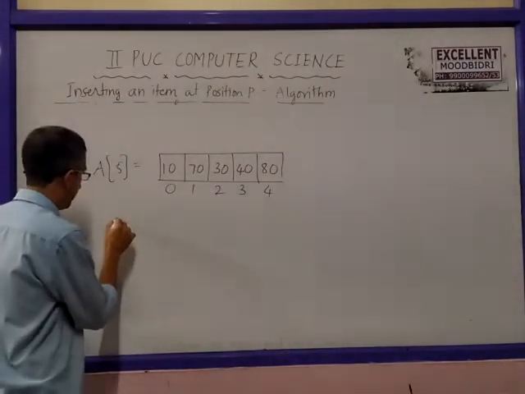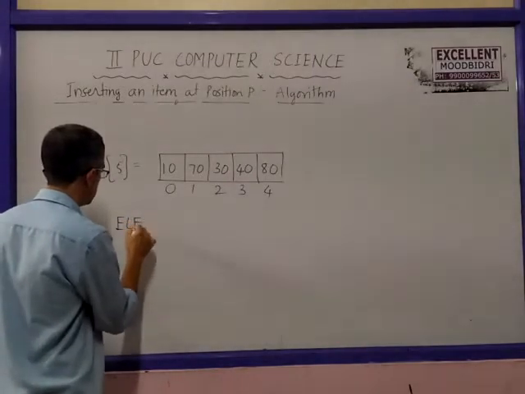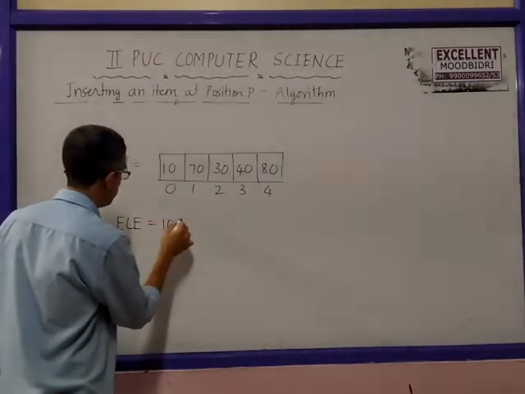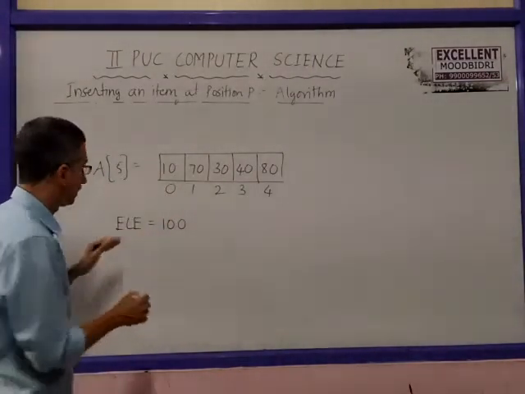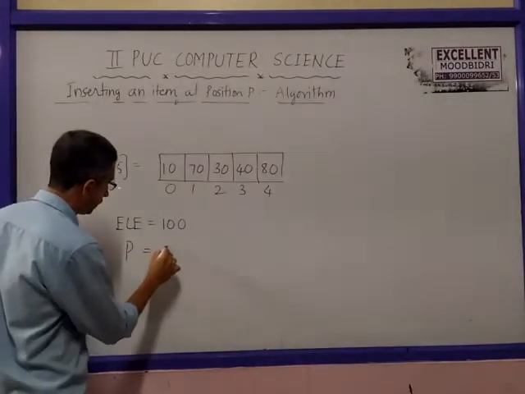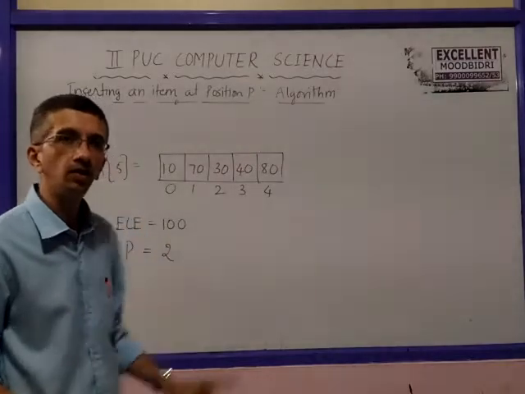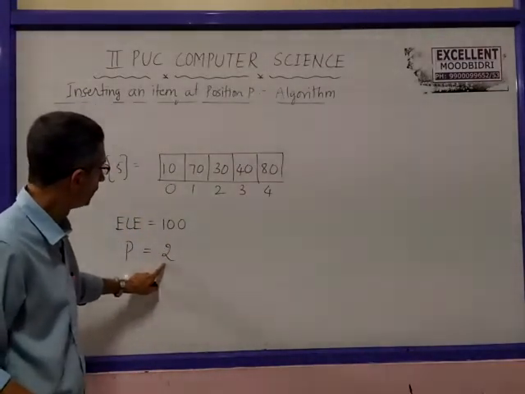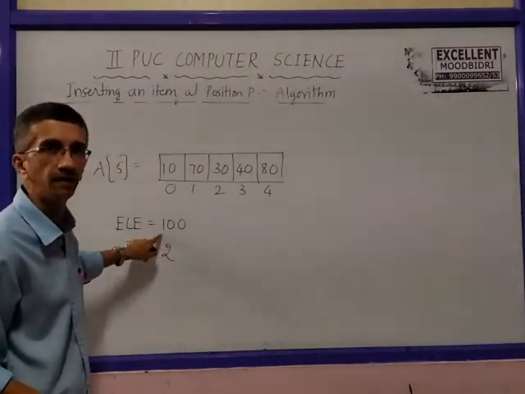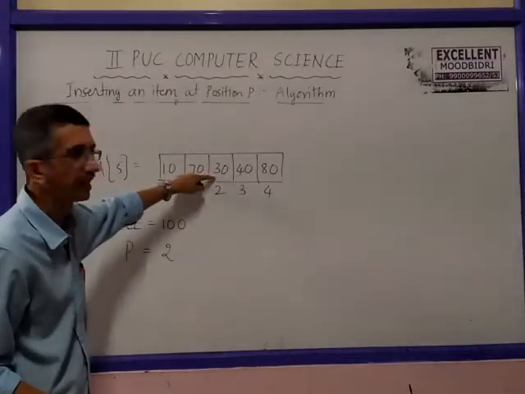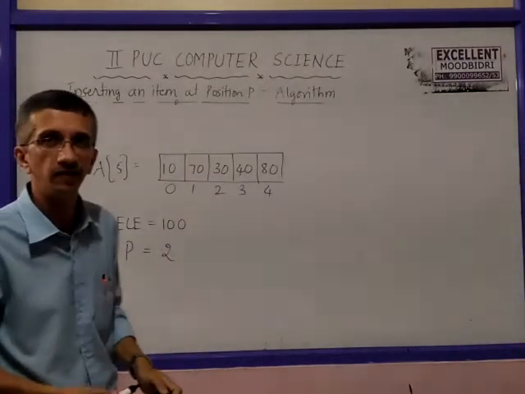Suppose the new element is equal to 100 and the position is equal to 2. What do you mean by this? At position 2, meaning index 2, you have to insert the new item 100. Already at index 2 there is one item, 30. And what should be done for this?